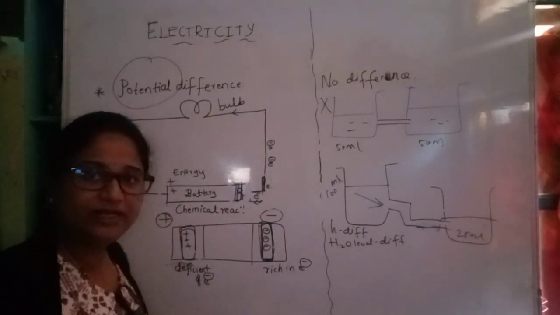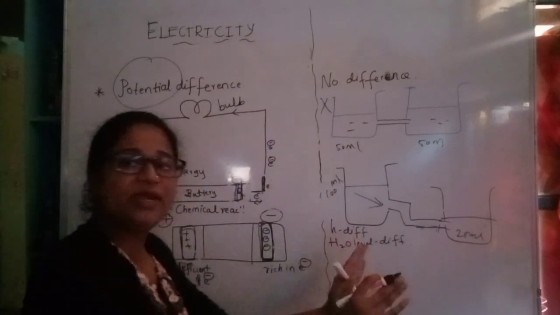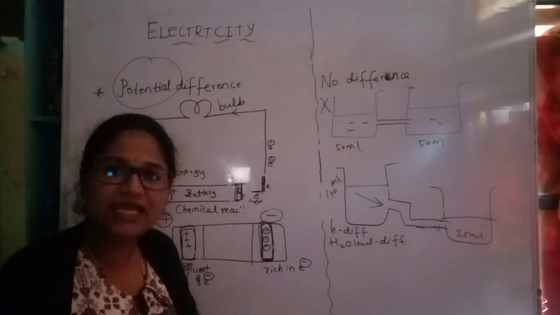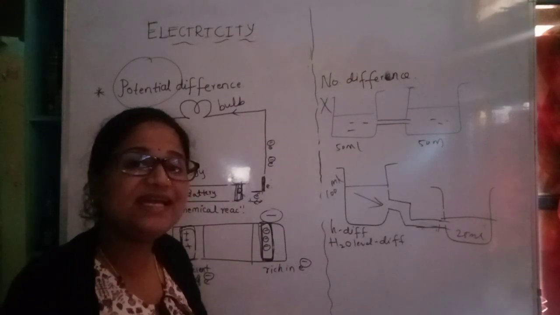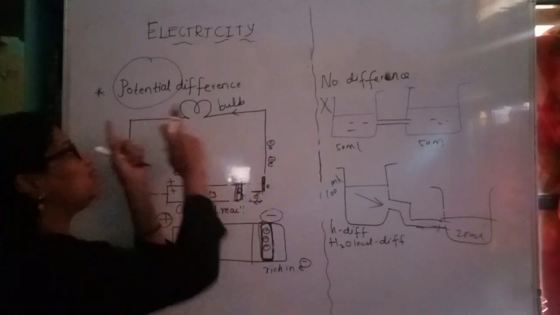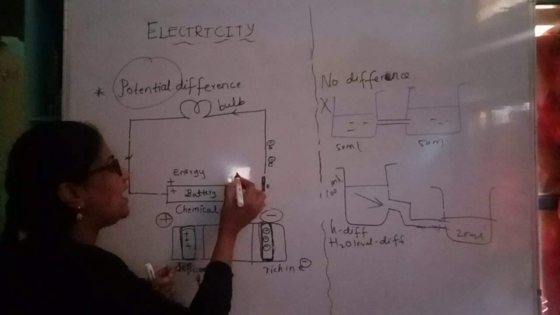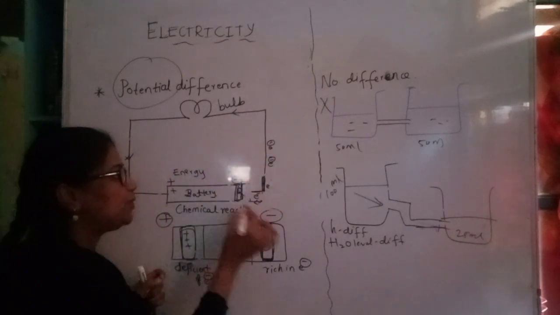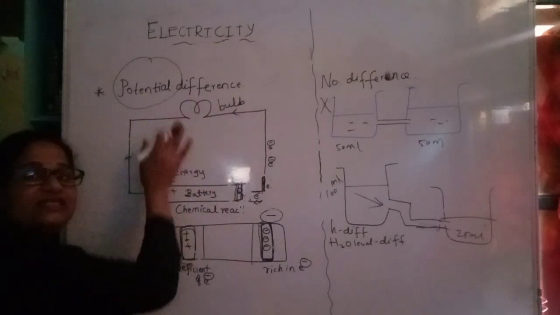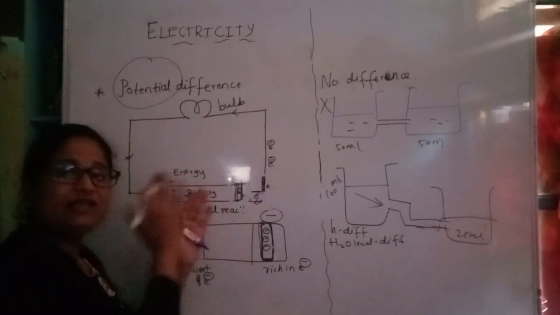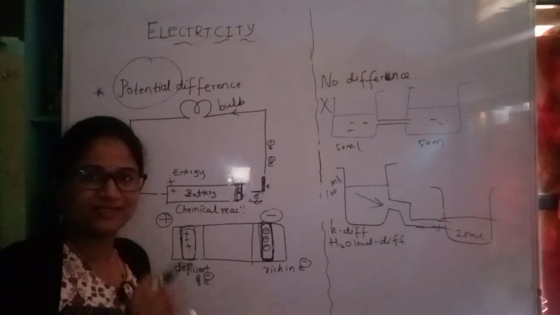Did you get my point? So here, if we want the continuous movement of the electrons, we need the difference. That difference should be continuous. So which is that difference? That is nothing but the potential difference. What is that? It is nothing but the electric charge difference. The number of negative charges here, the number of charges this side. So that charge difference creates the potential difference.